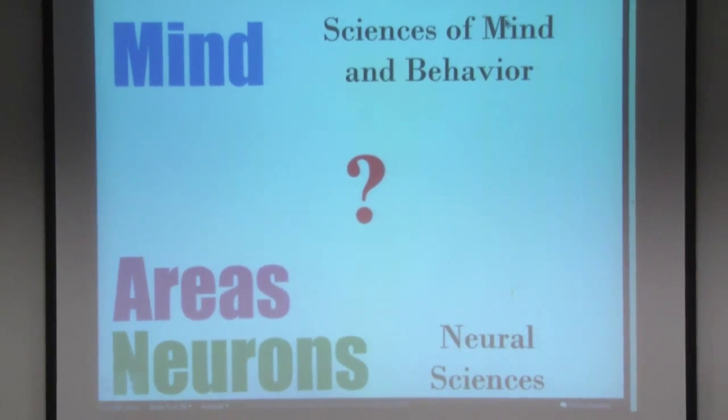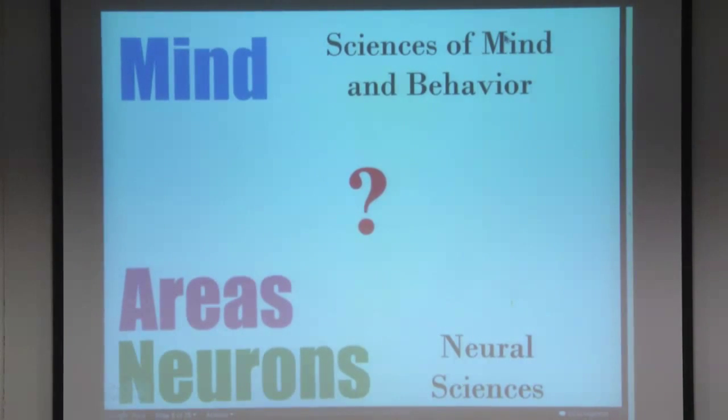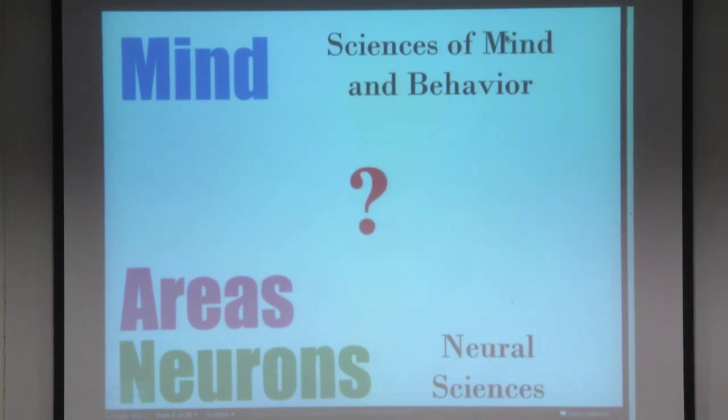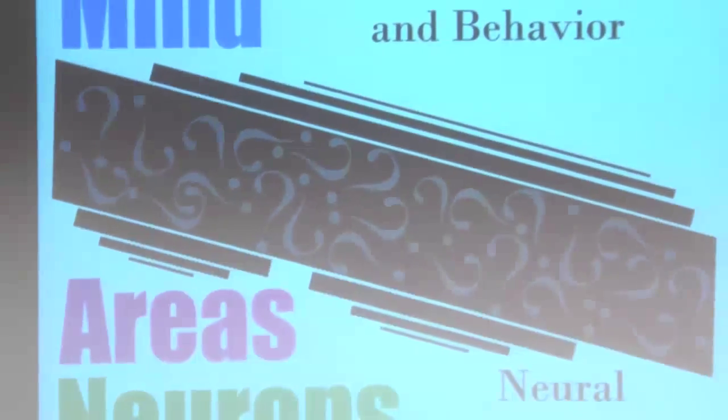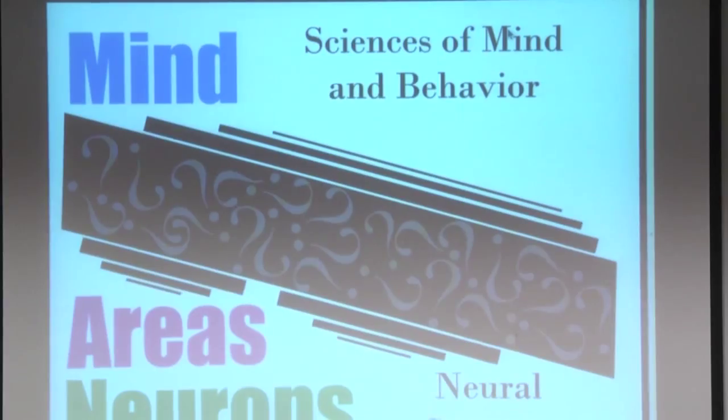But the issue that I'm going to talk about lies in between, because there is a gap in our understanding, in our knowledge of neurons and maps, and in our understanding of how it makes the mind. We don't understand how neurons give rise to cognition. So the discipline that deals with that is called cognitive neuroscience.